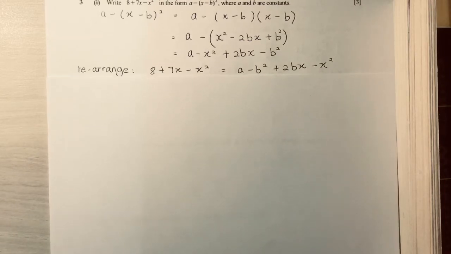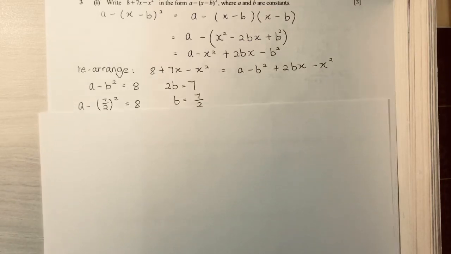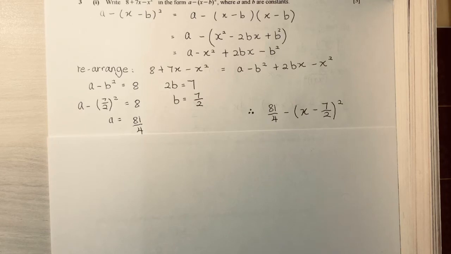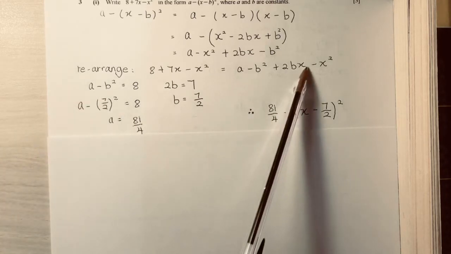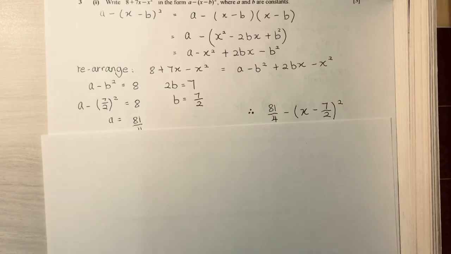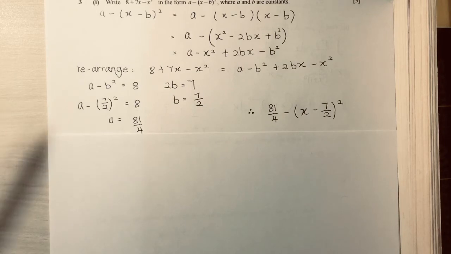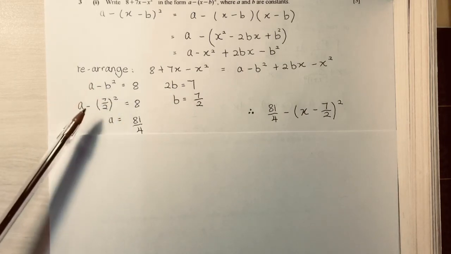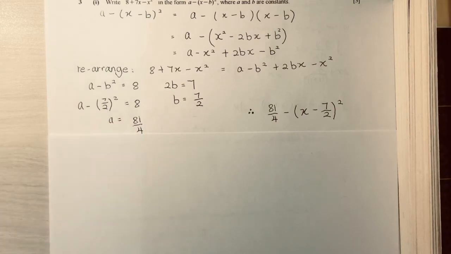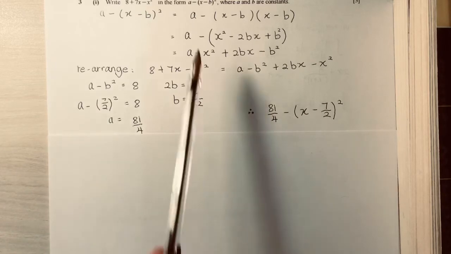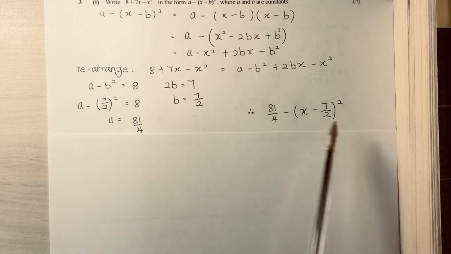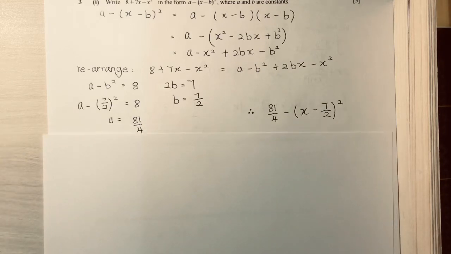So what we have to do is to simply find the two unknowns a and b, and then rewrite the equation this way. To find a and b, you may first find b. 2b equals 7, b equals 7 over 2, and then we substitute 7 over 2 into here. So a minus bracket 7 over 2 squared equals a, and a equals 81 over 4, and then you substitute a and b into here. So it is 81 over 4 minus x minus 7 over 2 squared. So that's how you get your 3 marks.